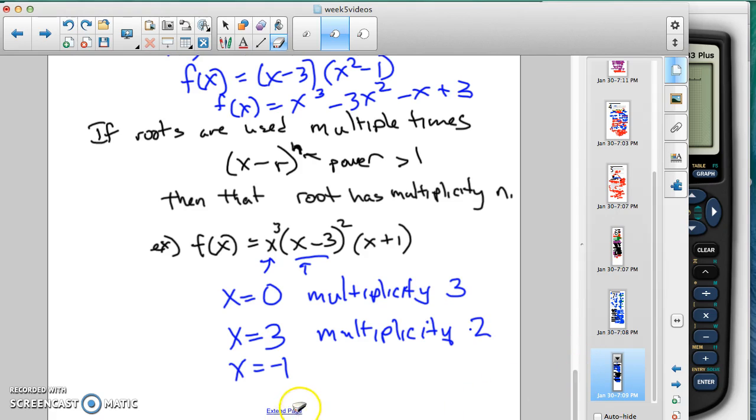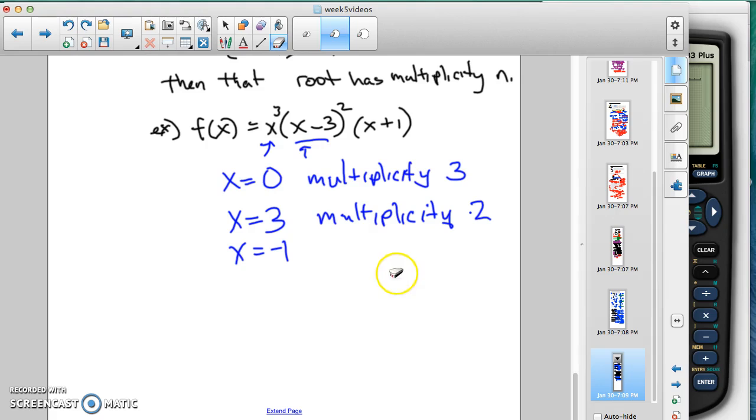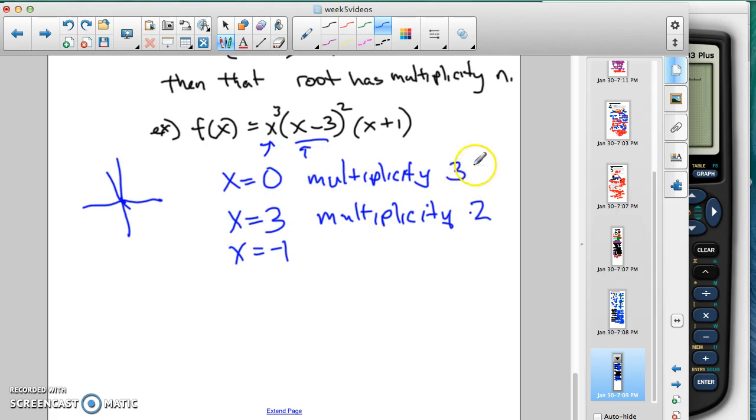Now on the graph, multiplicity is going to mean whether it crosses or if it just touches. So in this kind of function right here, the graph of this is a positive, so that means it's got a power of 3, 4, 5, 6, so it's an odd one. So the graph is going to look like an odd one, and it's going to cross through 0 this way because it has multiplicity 3. So any odd multiplicity, it's going to cross through.